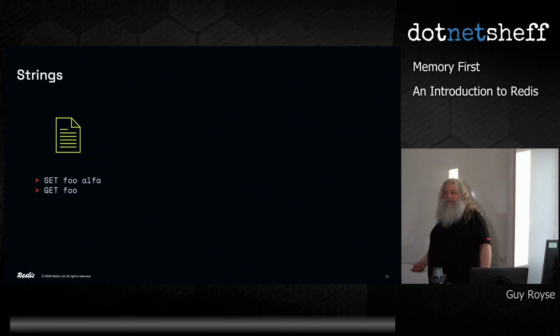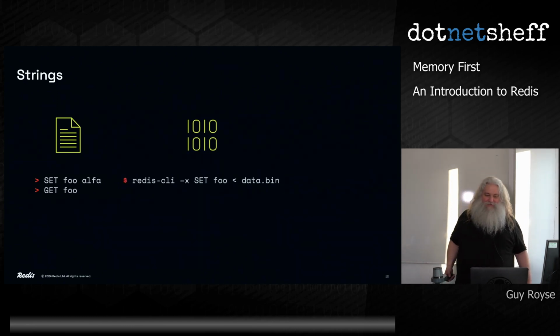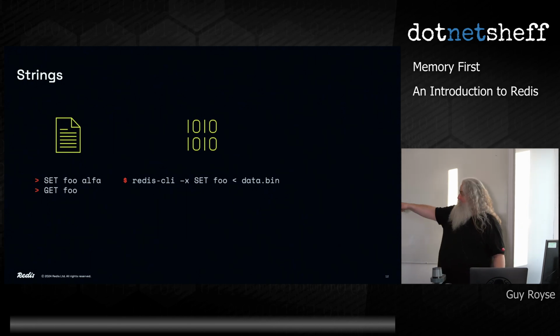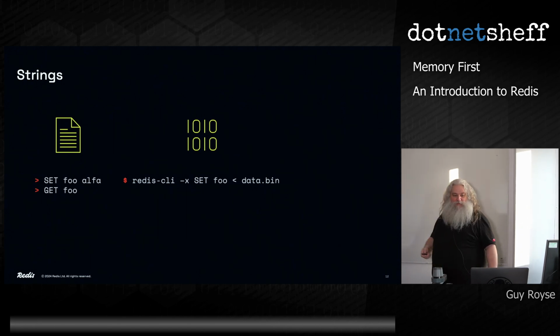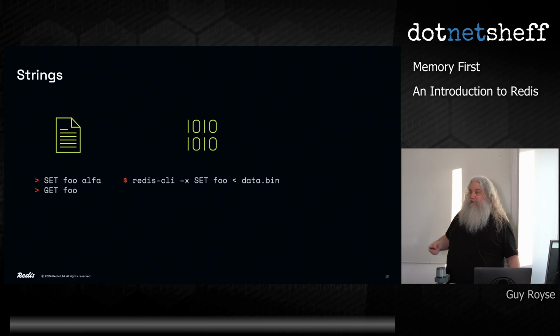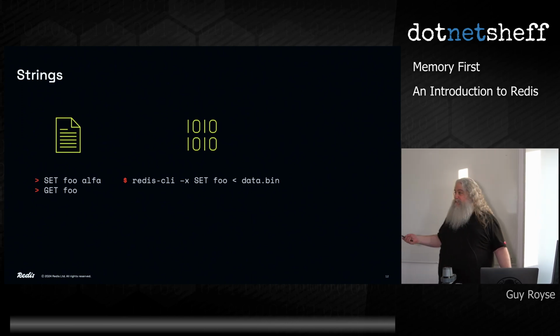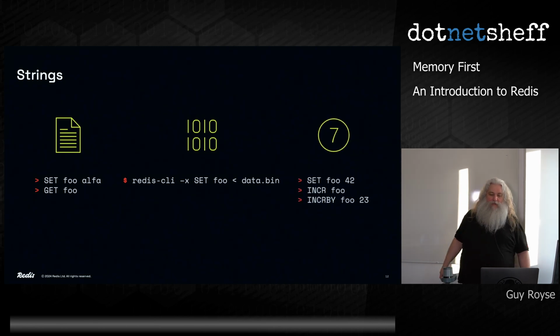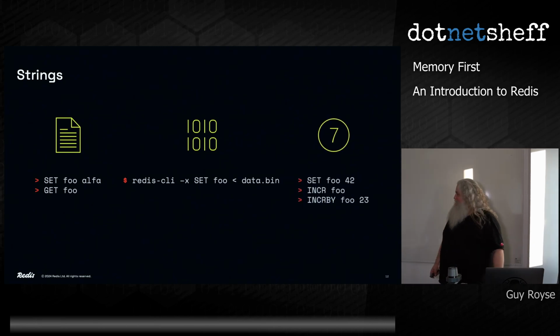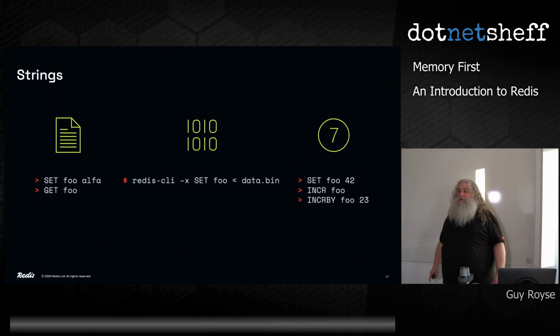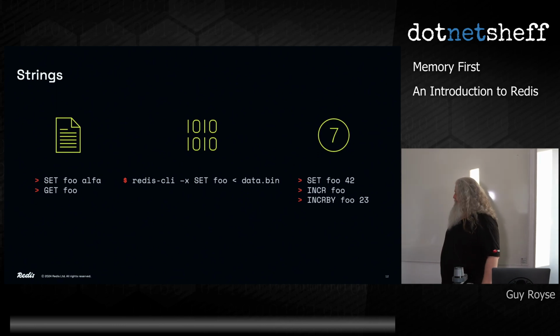And those strings can be stored different ways. Here's the command I just did with a binary file. I did it with the Elvis image. So if you want to put binary data in there, that's one way to do it. You can also do it programmatically with the client libraries, and they have various mechanisms depending on the tech stack. But strings can also be set to be numbers. There's INCR commands and INCRBY commands, or INCRBY, as I like to pronounce it.